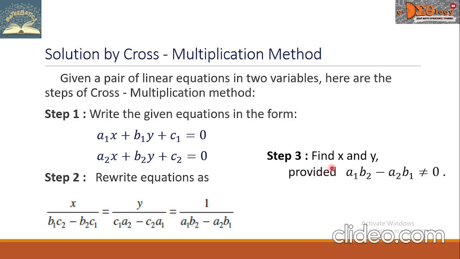Then step 3, find x and y, provided a sub 1 times b sub 2 minus a sub 2 times b sub 1 is not equal to 0.